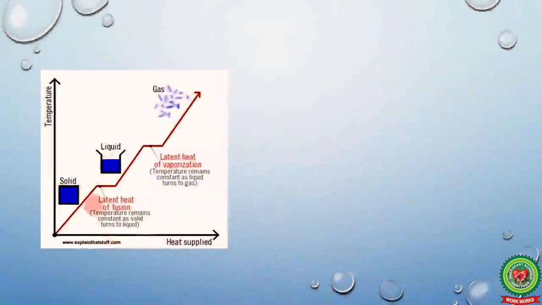Now, when a solid changes into liquid, and the temperature remains constant as solid turns into liquid, the amount of heat utilized by the substance at that point is called latent heat of fusion. On the other hand, when a liquid changes into gas, the amount of heat energy absorbed by that substance is called latent heat of vaporization. In both cases, temperature will remain constant.